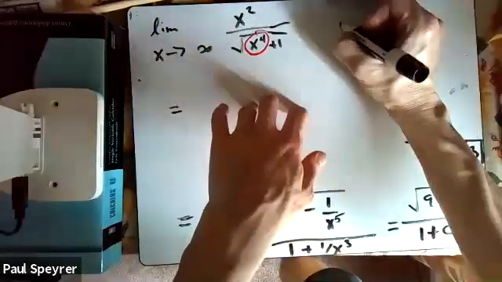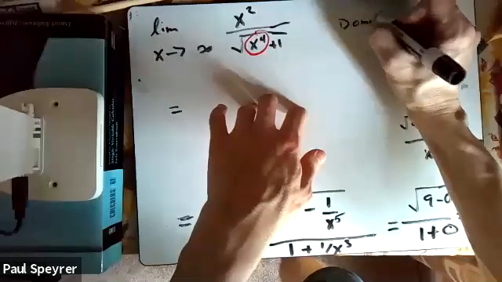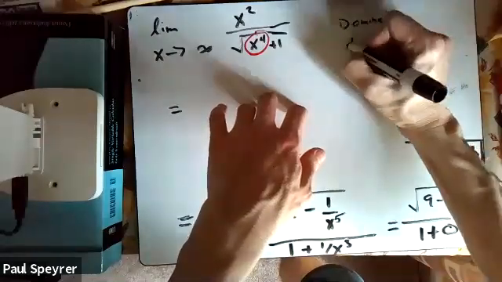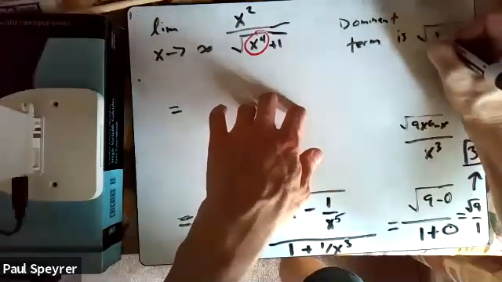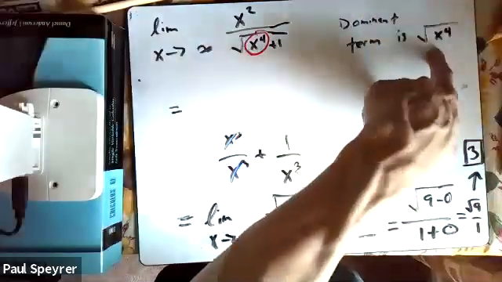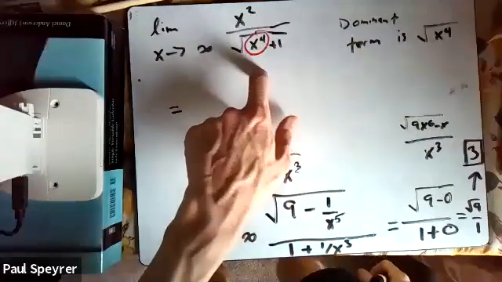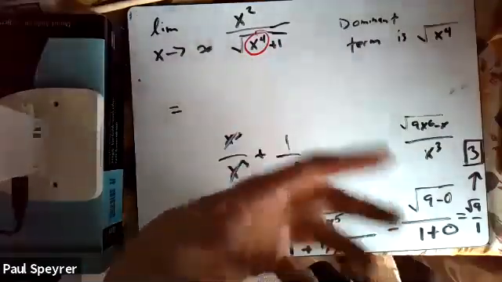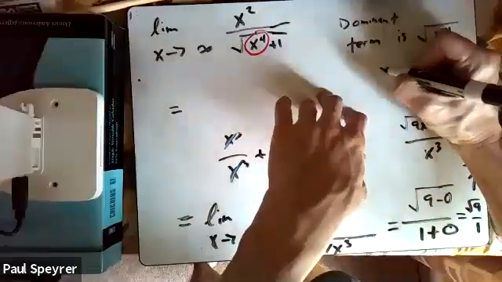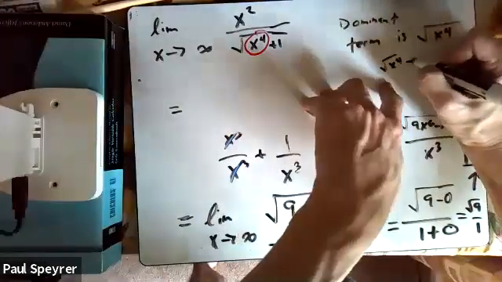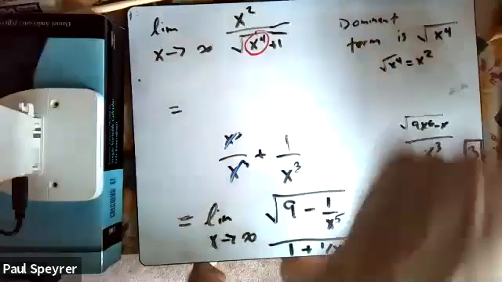So in this case, right here, the dominant term is the square root of x to the 4th. Really important, we had to include the root, right? It was trapped in there. Now, how's that going to help us with this problem? Well, what is the square root of x to the 4th? That's equal to x squared, right?